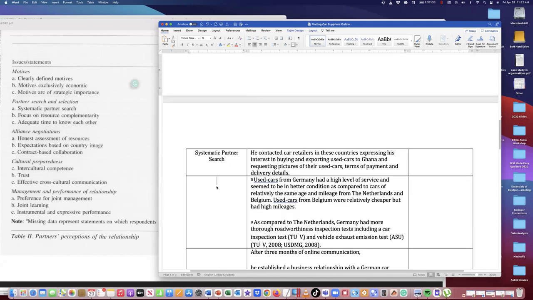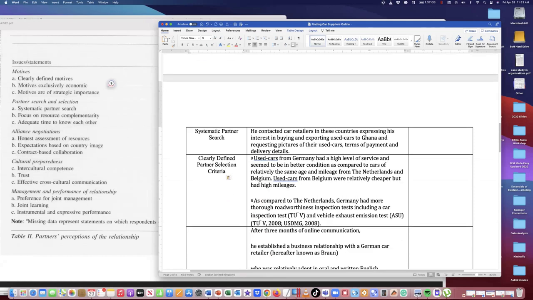Yeah. I think it also fits into the expectations based on country. Germany was of a high level. Used cars from Germany had a high level of service and seemed to be in better condition as compared to cars of relatively the same age and mileage from the Netherlands.